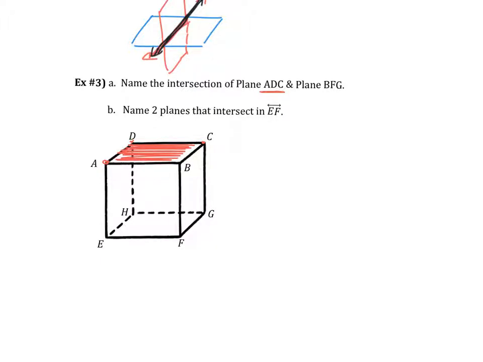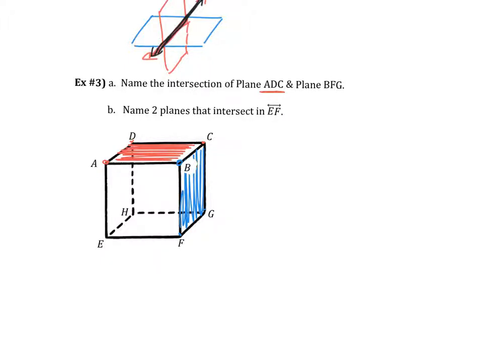What would plane BFG be? Did you say it, Braden? I saw the mouth move. The right one. So BFG, here's B, here's F, here's G. That would be this plane. Okay, so the question is the intersection. What's the intersection of two planes always going to be? A point, a line, a plane? A line, okay? So which line is the intersection there?